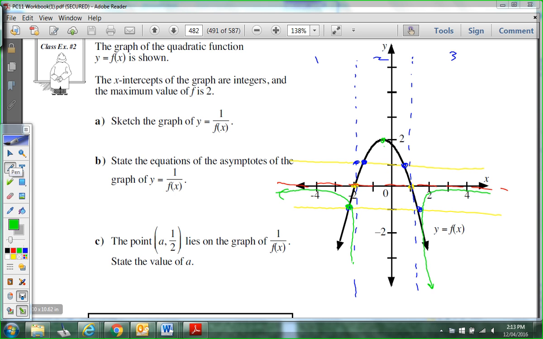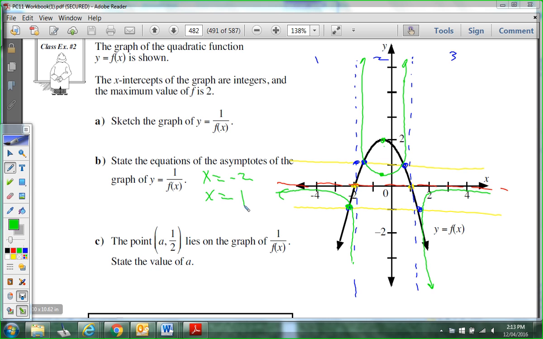Okay, so right about there. And then you can see this is going to go up through the invariant points this way. That's the only thing it could do. Okay, and so right there the green is your reciprocal function. Okay, so state the equation of the asymptotes of the graph. It was x equals negative 2 and 1 for the equations of the asymptotes of the graph.